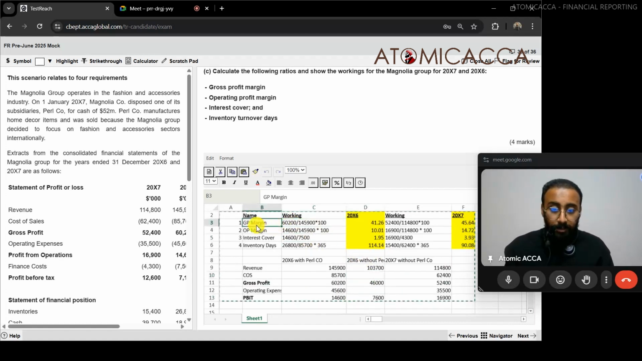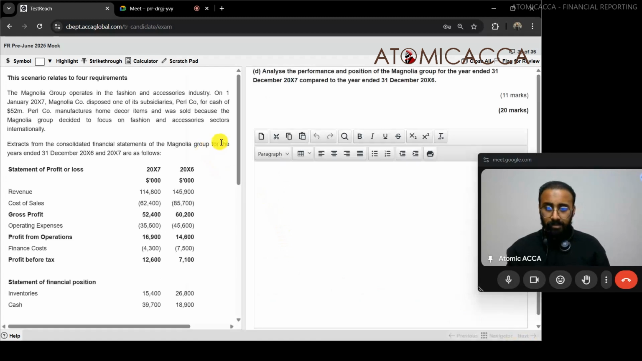So first we can start with the gross profit margin. It's going from 41.26 to 45.64. We'll just stick to 41 to 45 percent. Okay, 41 to 45 percent. Performance analysis.